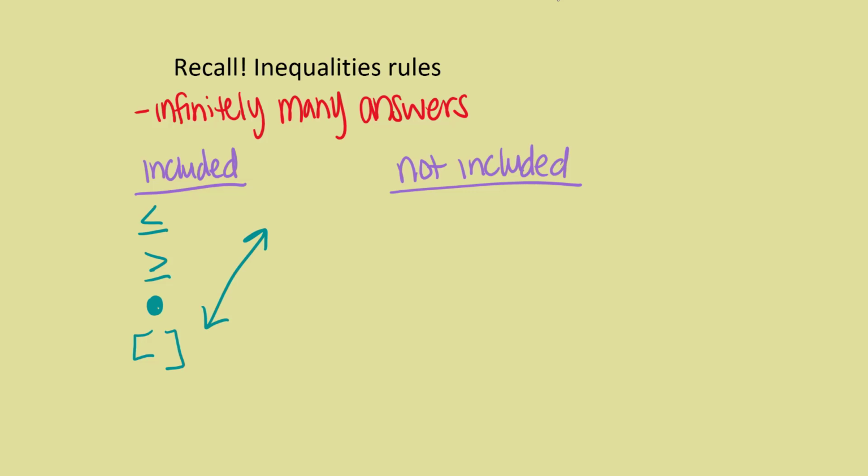If it's not included, those are our less thans and greater thans. They are open circles, our parentheses, and dotted lines. Again, the line part is new. We're going to talk about that in today's lesson, but it's important information to know.